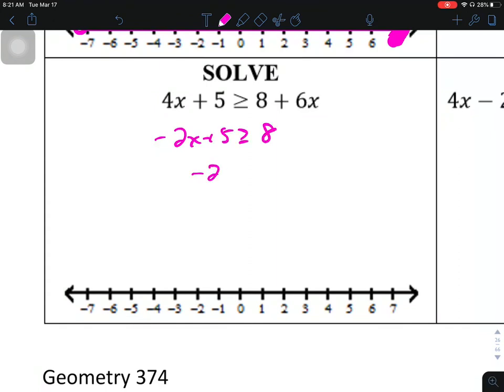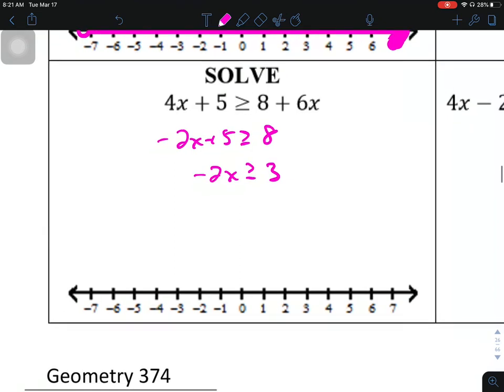Subtract 5 from both sides. We get negative 2x is greater than or equal to 3. And then if we divide both sides by a negative 2, we get x is less than or equal to negative 3 halves. Since it says less than or equal to, it's a solid circle.